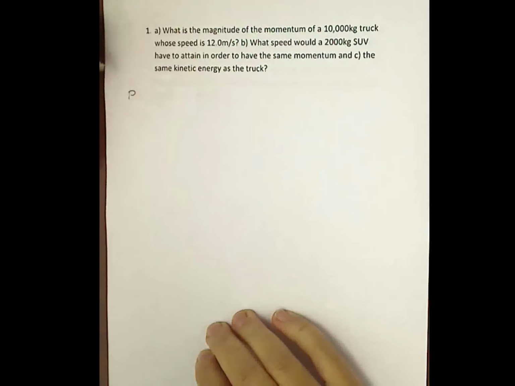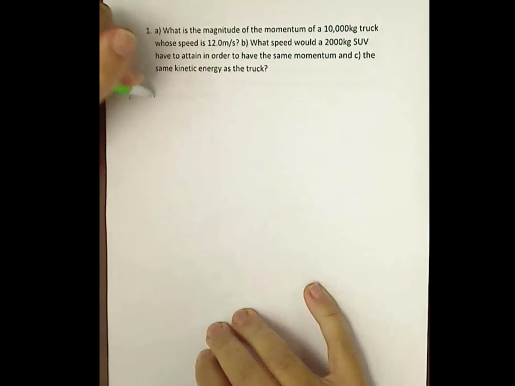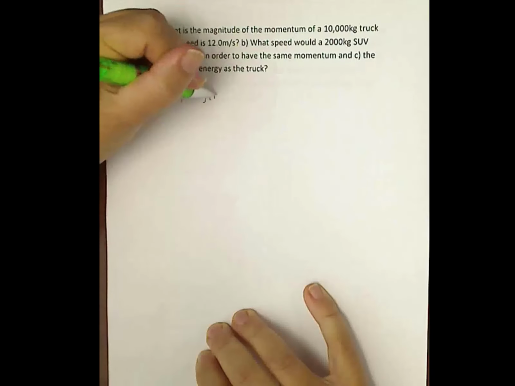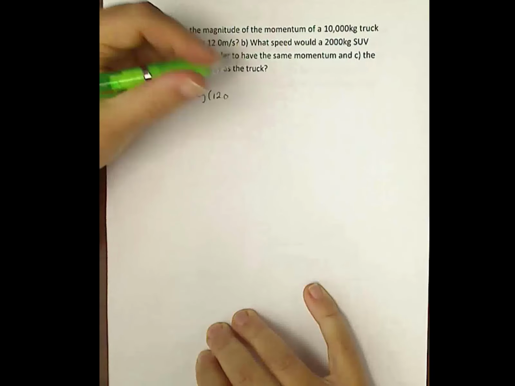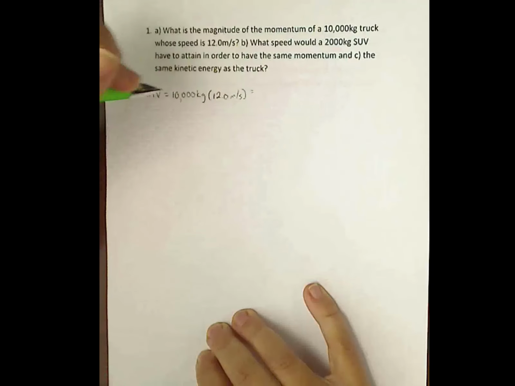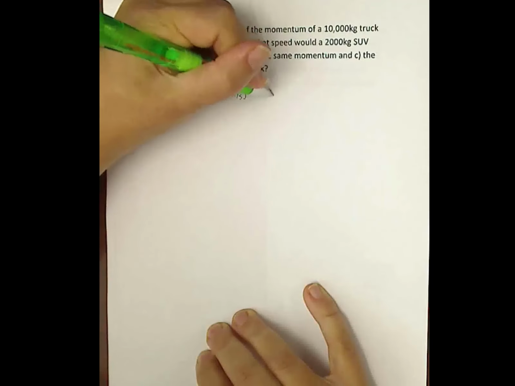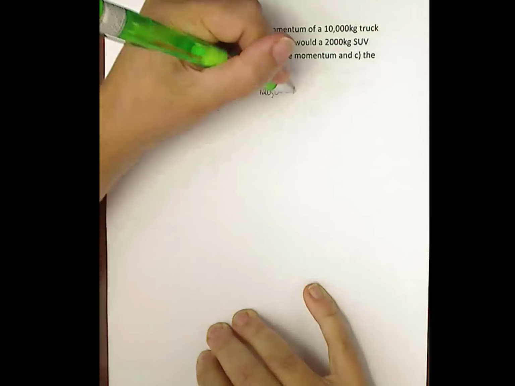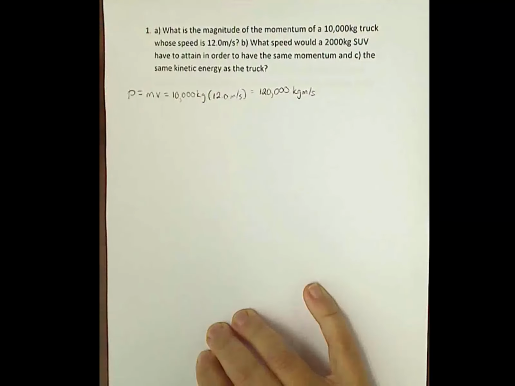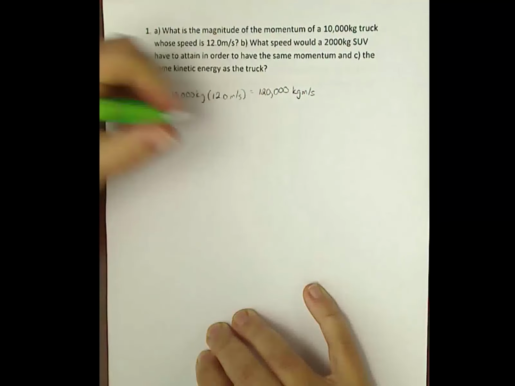And so momentum, P, is equal to mass times velocity. The mass is 10,000 kilograms. Velocity is 12 meters per second. So the answer is just 12 times 10,000, which is 120,000 kilogram meters per second, the unit for momentum. So the answer for A is just that.